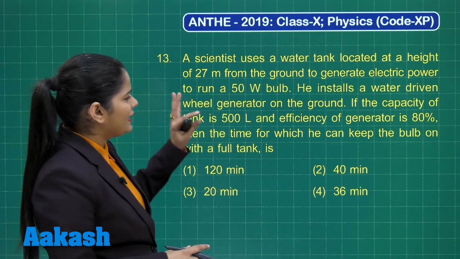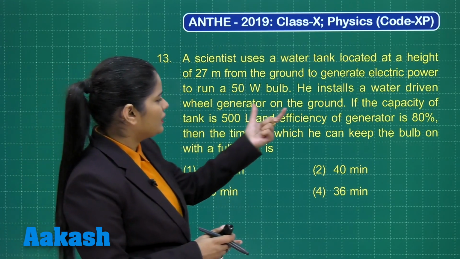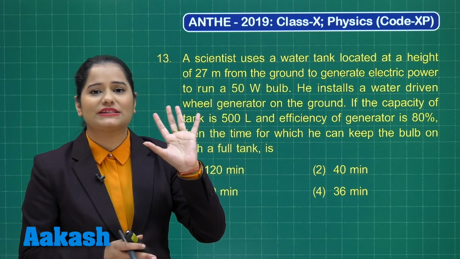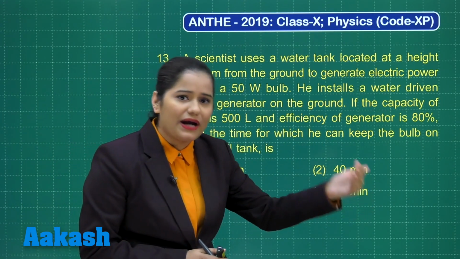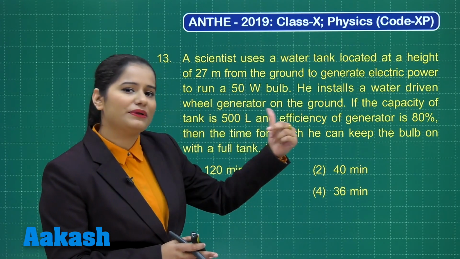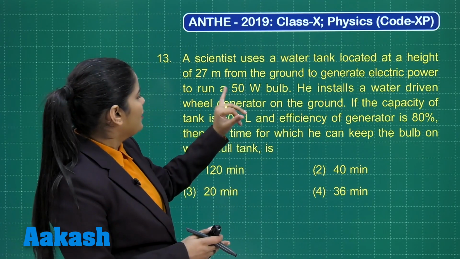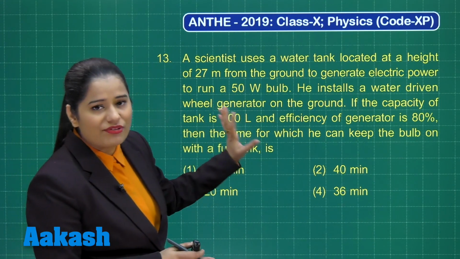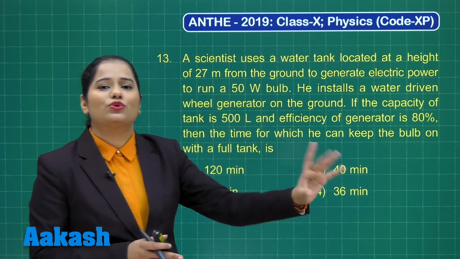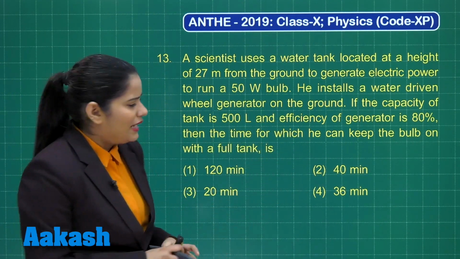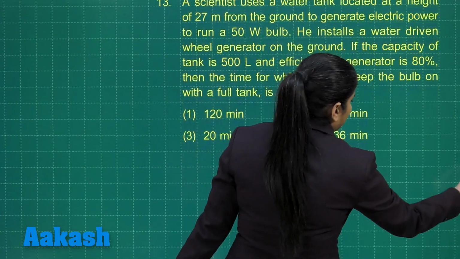Now here in this question you need to see the efficiency of the generator. What is the formula for the efficiency? That is output power divided by the input power. The ratio of the output to the input power will be the efficiency. We are given the capacity of the tank also, which is 500 liters. 1 liter is equal to 1 kg, so 500 kg is the mass. So let's solve this question to find out the time.